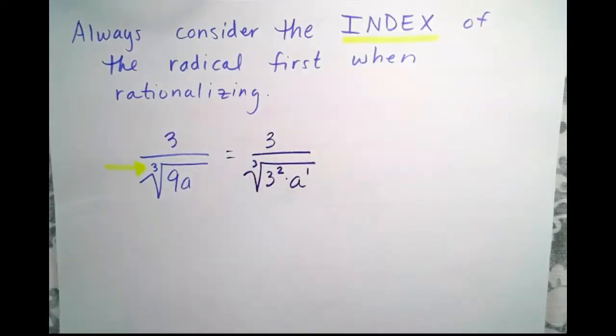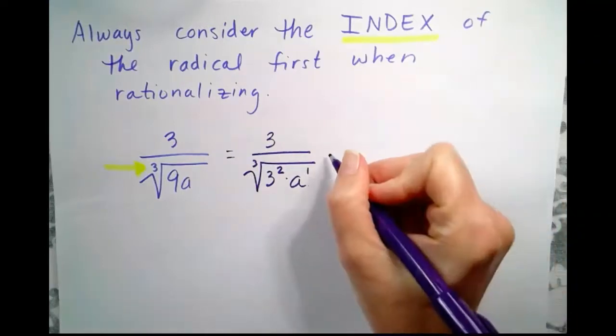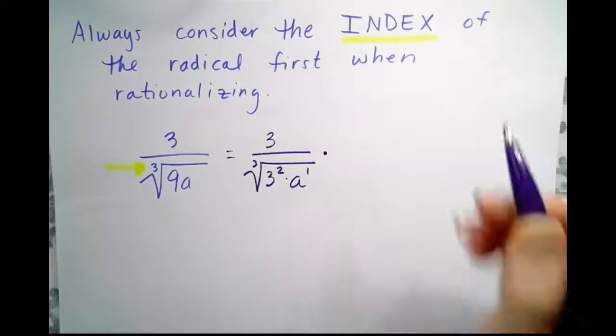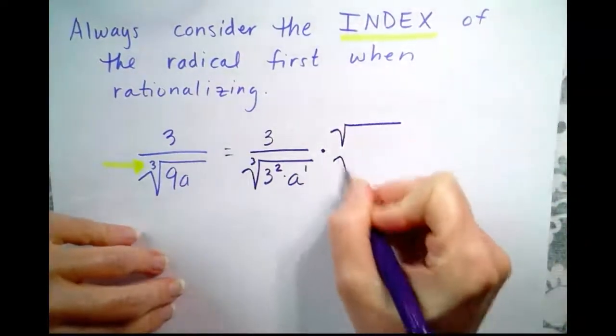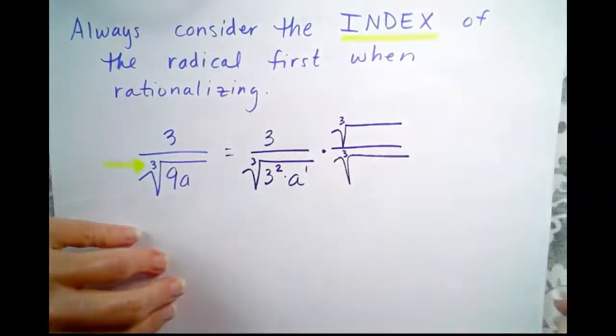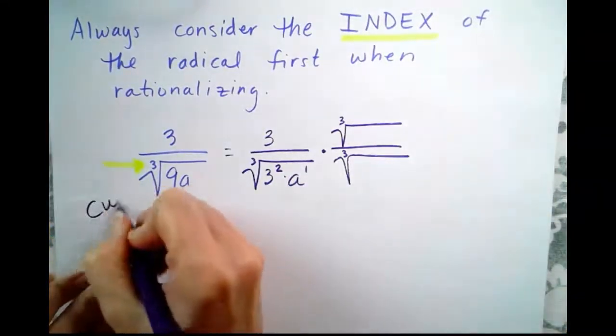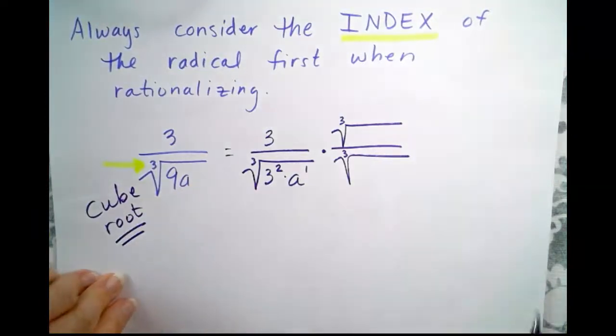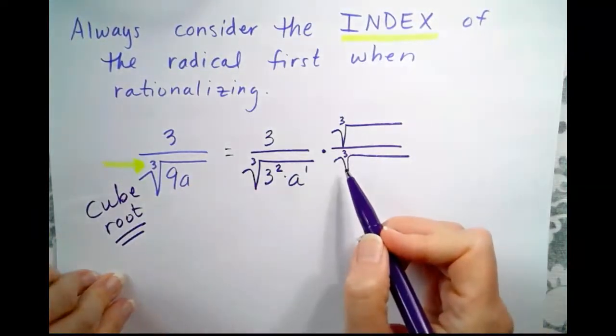No, because 3 won't go into 2 and 3 won't go into 1, so the a is stuck as well. So if we're going to rationalize this denominator, we need some more powers of 3. We also need some more powers of a. So what do we need? And remember, write that index in, because it's not a square root, it is a cube root. Index of 3. Be certain that we keep the 3 in the spot for the index.